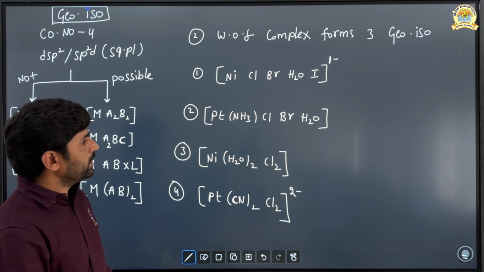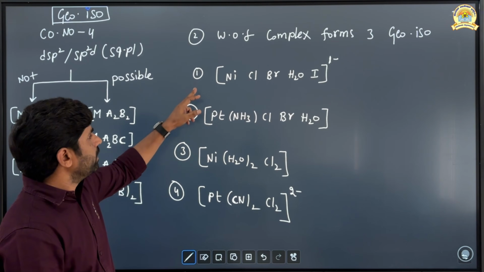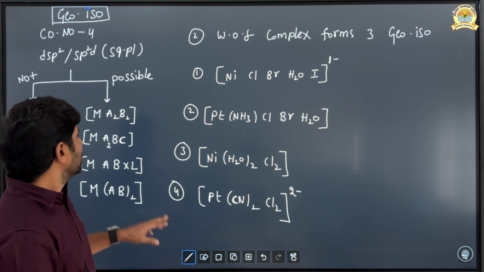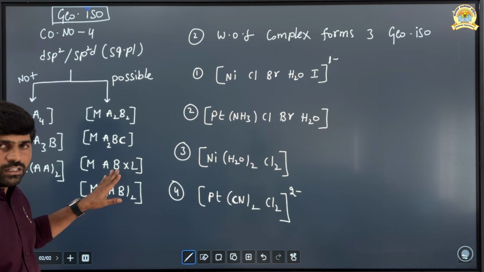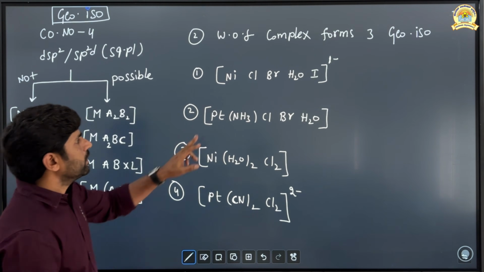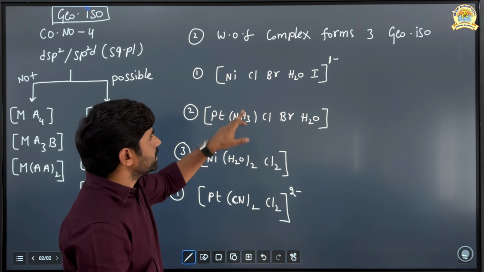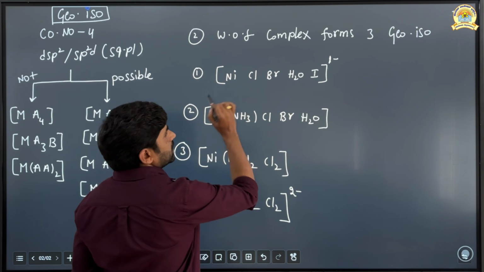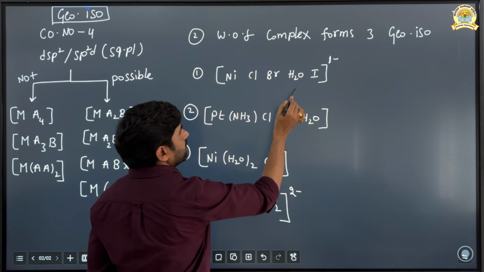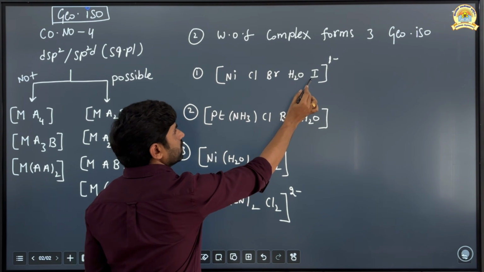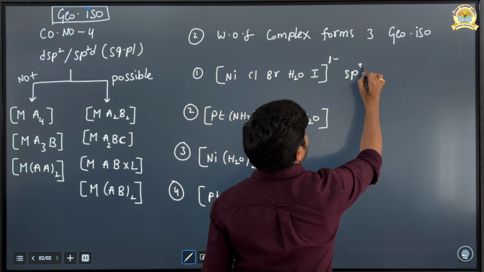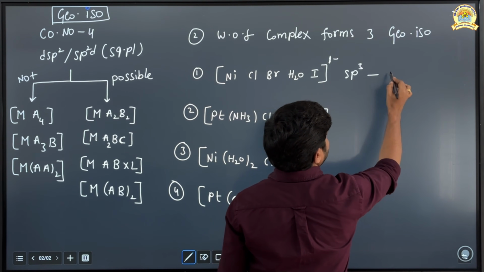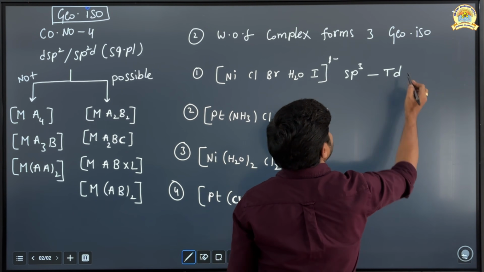Now, observe the first option here. Generally there is a confusion between these two options. Why? Because complexes with coordination number 4 having four different ligands generally form three geometrical isomers. But in these two cases, observe, in your first option all are weak ligands only. So coordination number 4 with all four weak ligands undergoes sp3 hybridization, and when it undergoes sp3 hybridization, it has a tetrahedral geometry.